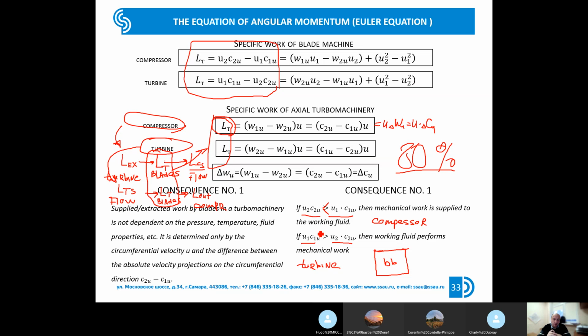But in 10% of the cases, it could be connected with the combination of initial data. Unfortunately, some combinations of initial data could provide not good results, and in reality you are calculating a compressor, but finally you receive a turbine. Sometimes it could happen, but not very often. And of course, in this case, you will need to change the initial data. So it's the second conclusion.